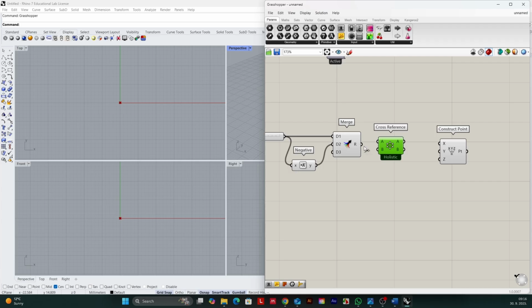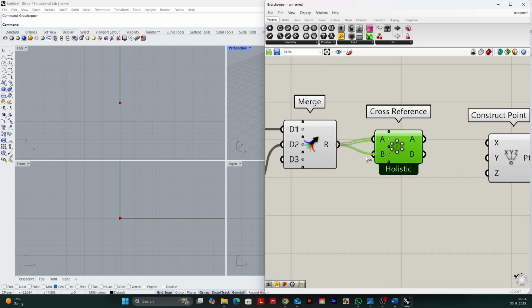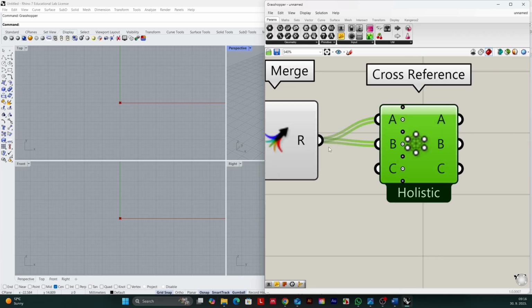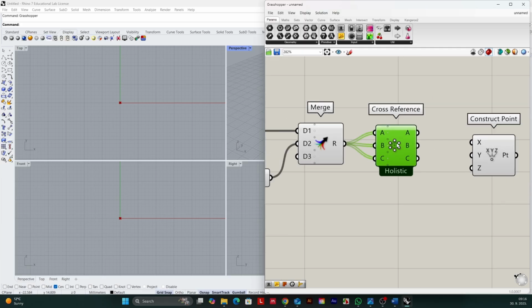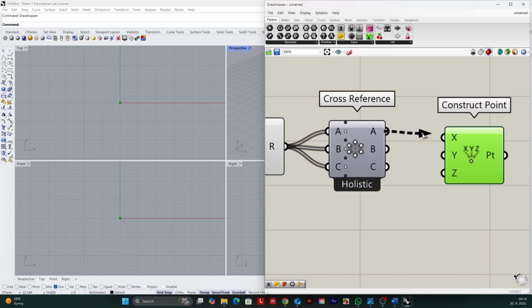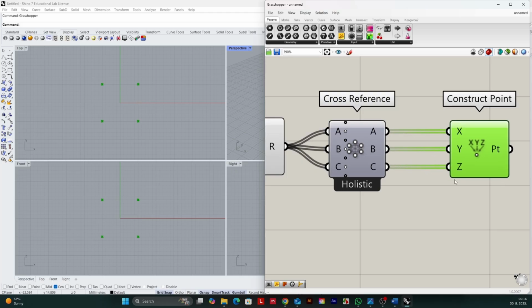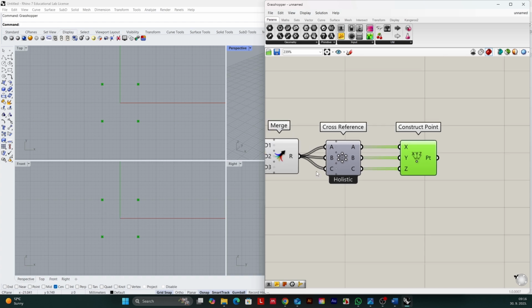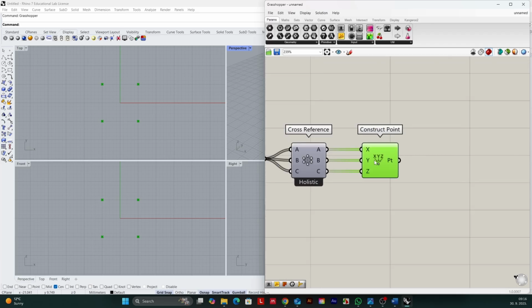So we will connect the output of the merge to each input of the cross-reference, but don't forget that for this kind of unit cell we need 3 inputs of cross-reference because of 3 coordinate directions: x, y, and z direction, including the positive side and also the negative side of the coordinate system.